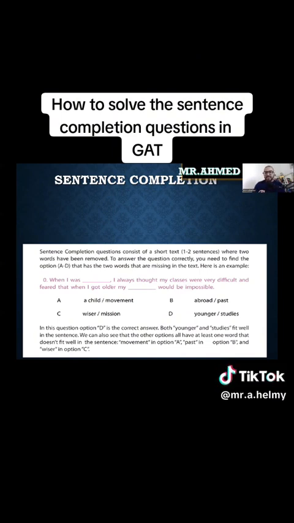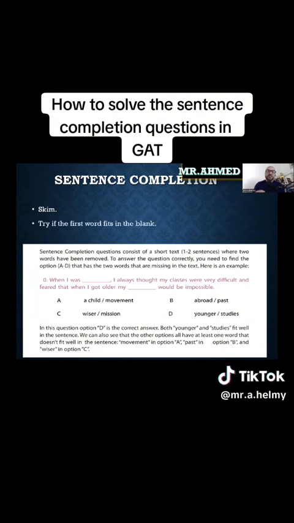So my idea is that, first of all, you have to skim. Of course, you have to grab the main idea. So: "When I was something, I always thought my classes were very difficult and feared that when I got older, my something would be impossible." So he's talking about someone who's talking about classes, basically. So now you've got the main idea.